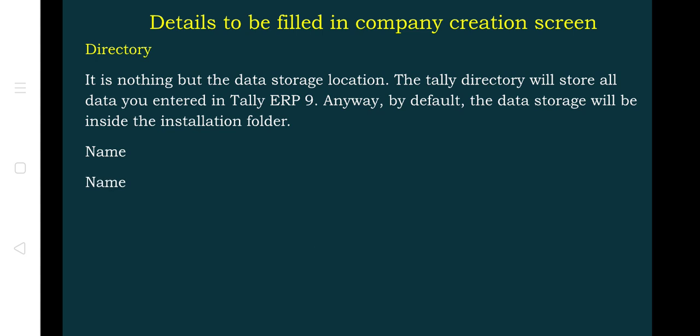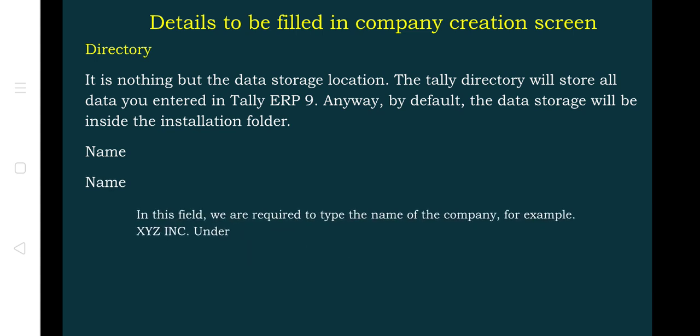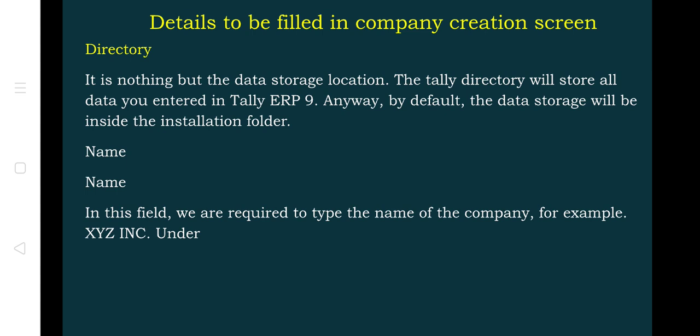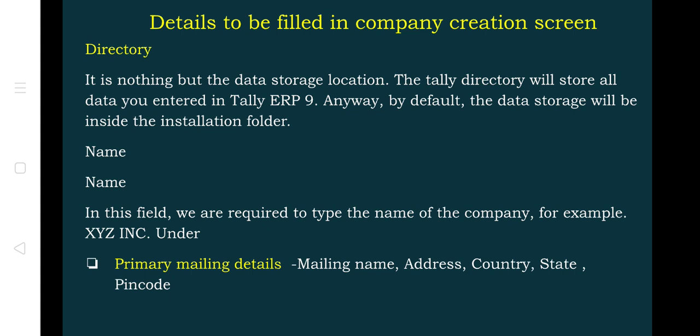What information is to be given? Name. Name is the name of the company we are required to build. An example is the XYZ company. Under that we have some information about the primary details of the company, like mailing name, address, country, state and the pin code, where the company is located. The full address of the company has to be given.